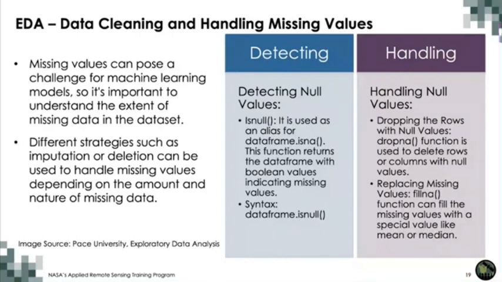We can use isNull to detect null values in a pandas data frame that's in your machine learning data set. We can also handle those null values using methods like dropNA to drop rows of your data set that contain a null value. You can use fillNA to fill null values with a special value like mean or median. We'll see more of this in our exercise on EDA.